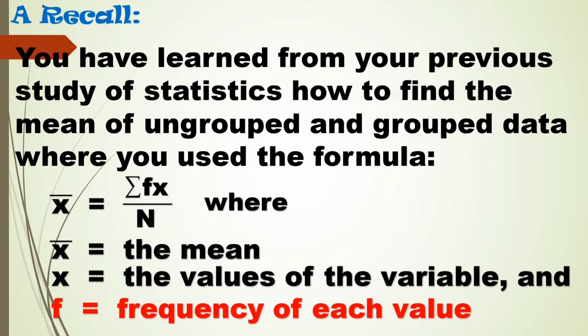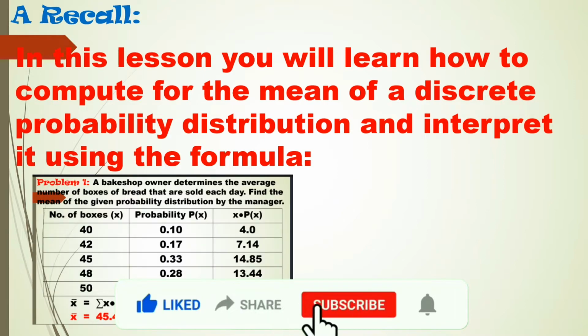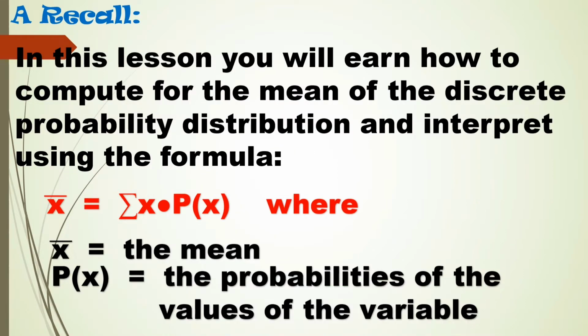In this video lesson, you will learn how to compute for the mean of a discrete probability distribution and interpret it using the formula x bar equals summation of x times p of x, where x bar is the mean, p of x represents the probabilities of the values of the variable x.